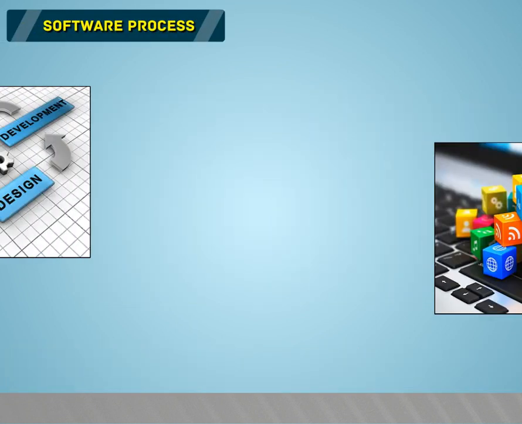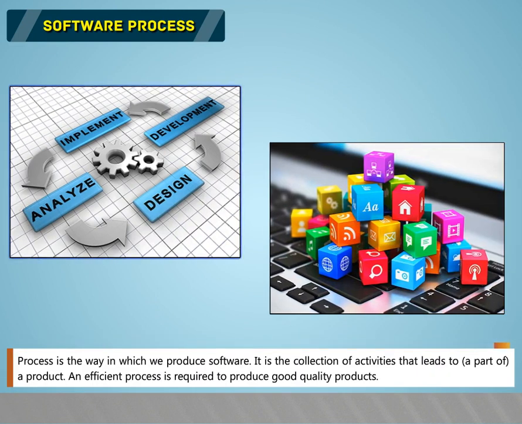Software process. Process is the way in which we produce software. It is the collection of activities that leads to a part of a product. An efficient process is required to produce good quality products.